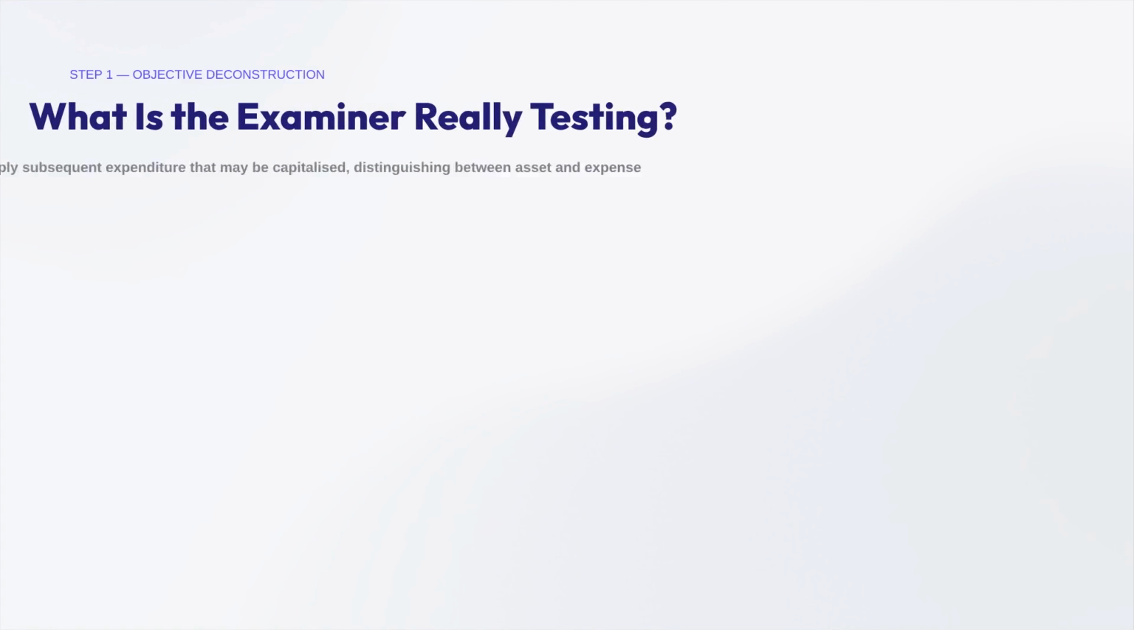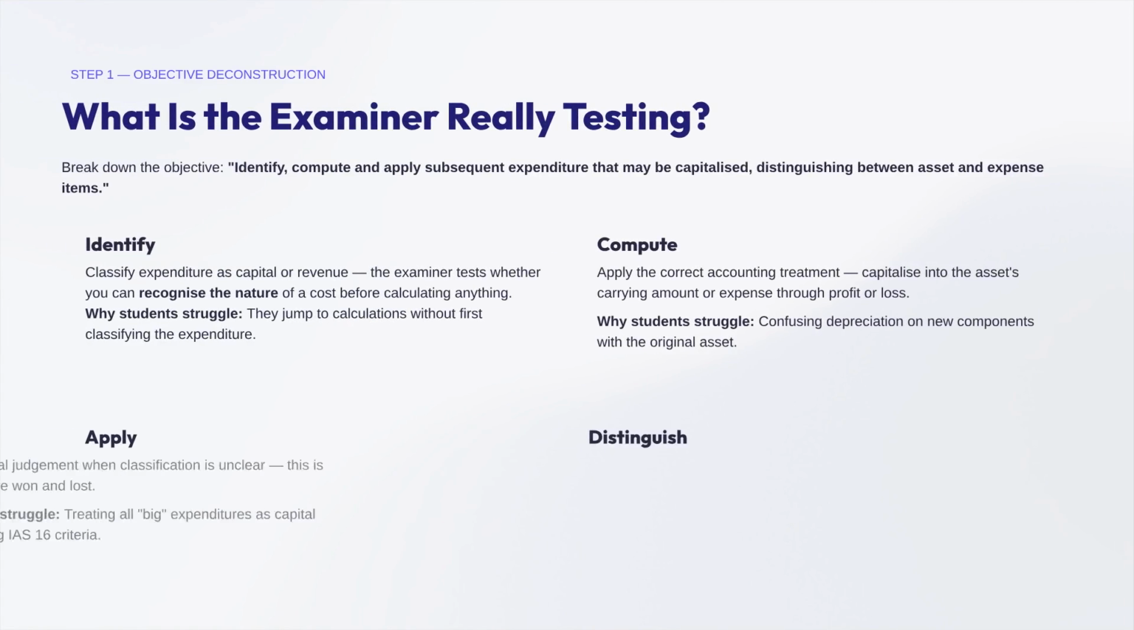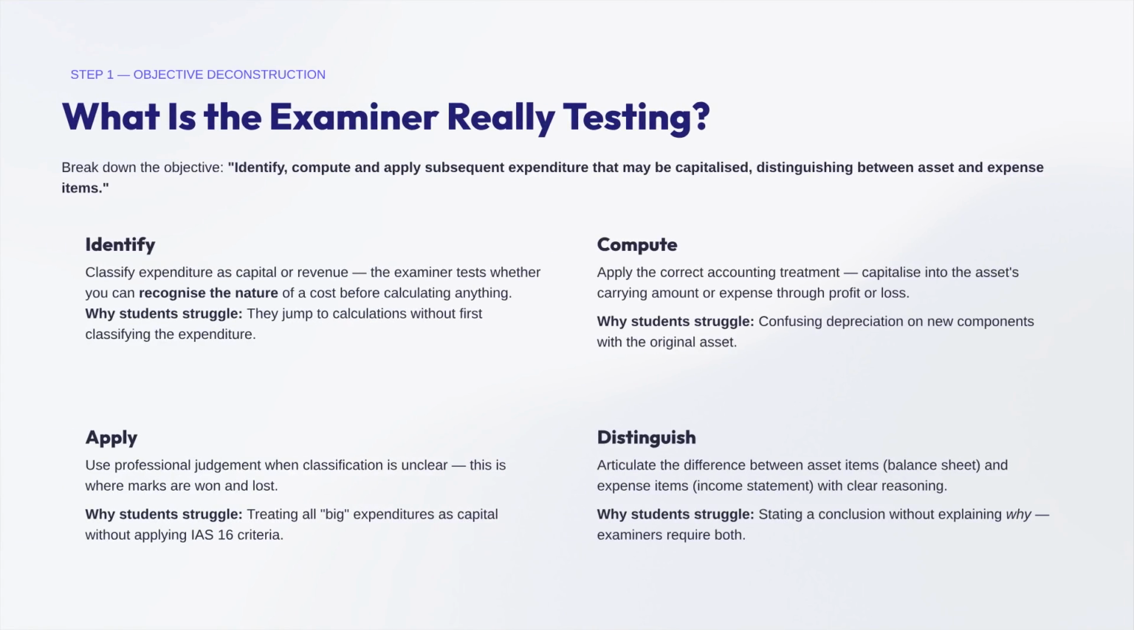Before we touch a single number, let's deconstruct the learning objective itself. The wording is identify, compute, and apply subsequent expenditure that may be capitalized, distinguishing between asset and expense items. Notice there are really 4 skills hidden inside that one sentence. First, identify. This means classify the expenditure as capital or revenue. The examiner wants to know whether you can recognize the nature of a cost before you calculate anything.